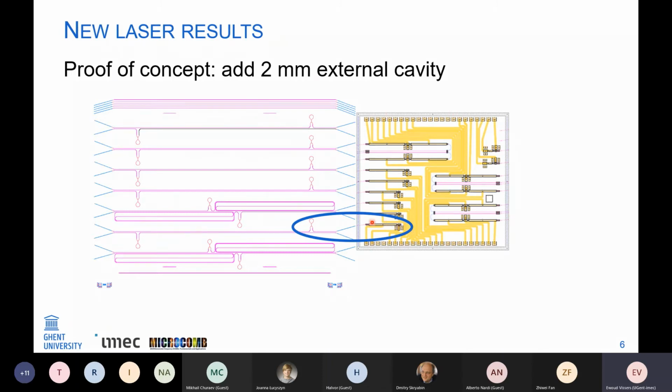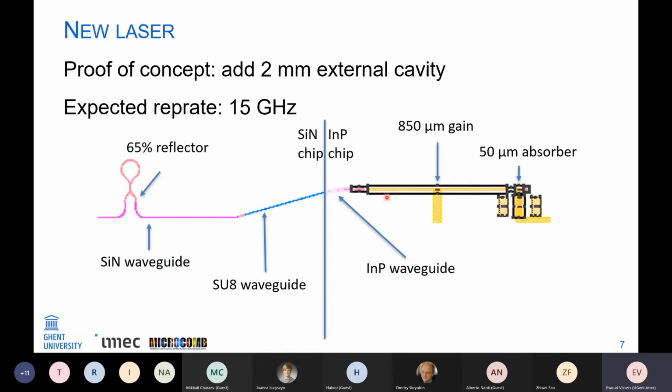We're only looking at one combination where we have the 850 microns gain section, then a 50 micron absorber section, and then we're adding 2 millimeters of external cavity in silicon nitride. And the reflector that was on our sample turned out to be a 65% reflector.